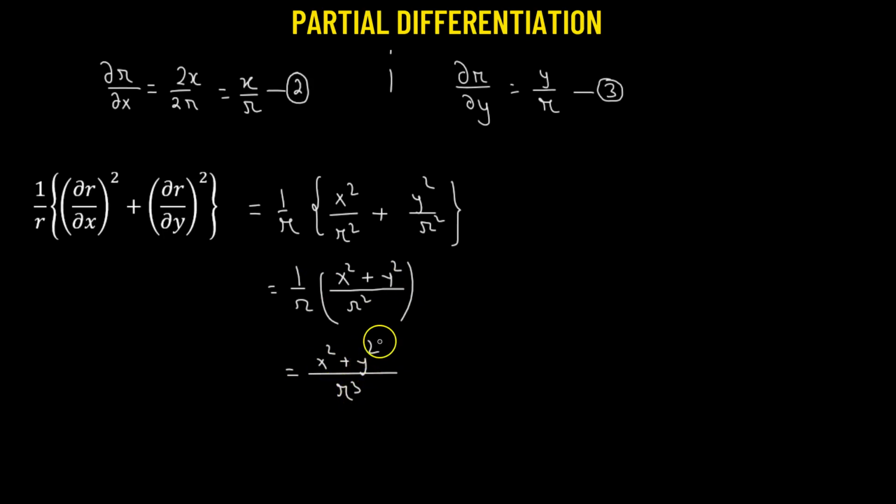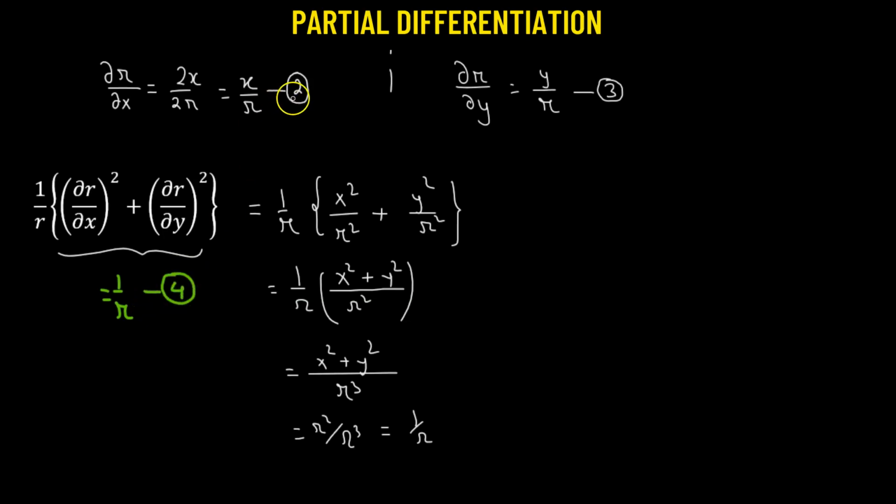Now x squared plus y squared, we already found that this value is equal to r squared, so this will be r squared over r cubed, which is simply 1 over r. So that means the expression on the right hand side is equal to 1 over r. So let's label this as number 4.